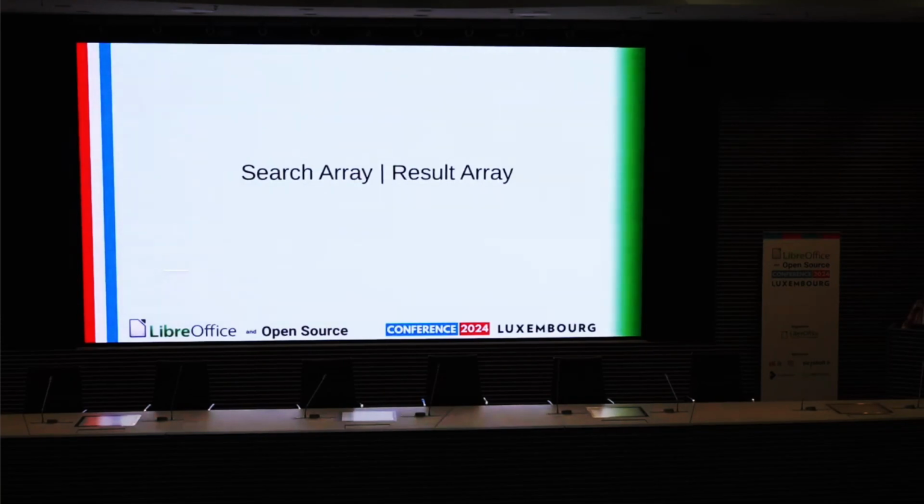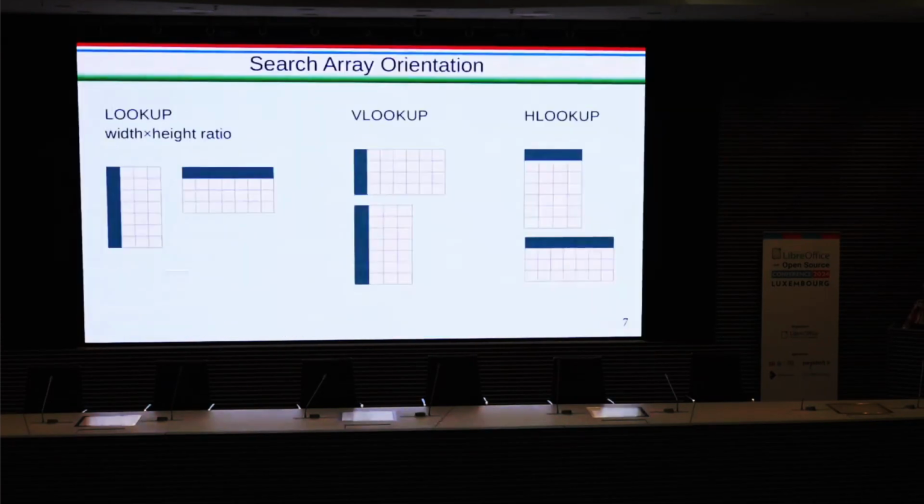So now we look at the mandatory parameters, that is the search array and the result array. To understand what is special about the XLOOKUP function, we look at the already existing lookup functions. We have already the LOOKUP function, and there the search array is always on the left or at the top, and it depends on the width and height ratio which one is the search array. And this indirect definition is removed in the vertical lookup and horizontal lookup functions, where the search array is always on the left, always on the top.